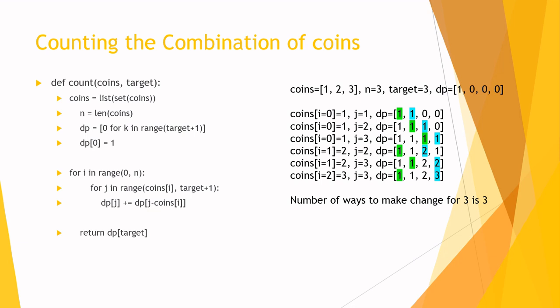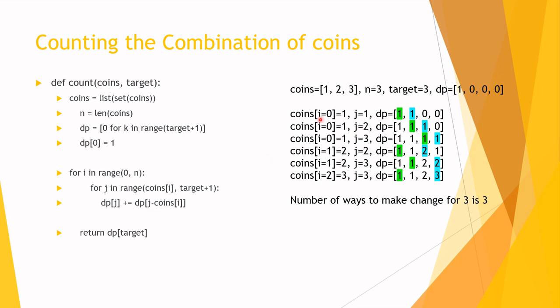And for the problem given in GeeksforGeeks, this is the Python code with which we can solve it. Obviously, for this, we initialize dp with 0 except dp of 0, which is set to 1, and this will be our algorithm loop. i runs from 0 to n minus 1, and j runs from coins of i to target. And at each iteration, we do dp of j plus equals dp of j minus coins of i.